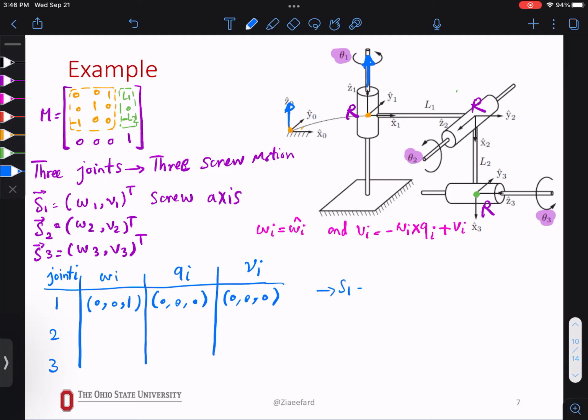So S1 is 0, 0, 1, 0, 0, 0. Do you remember it should be 6 by 1? So I created S1. Now you write S2. Go through the same thing. So S2, you're writing it for the second joint. If you can write that.